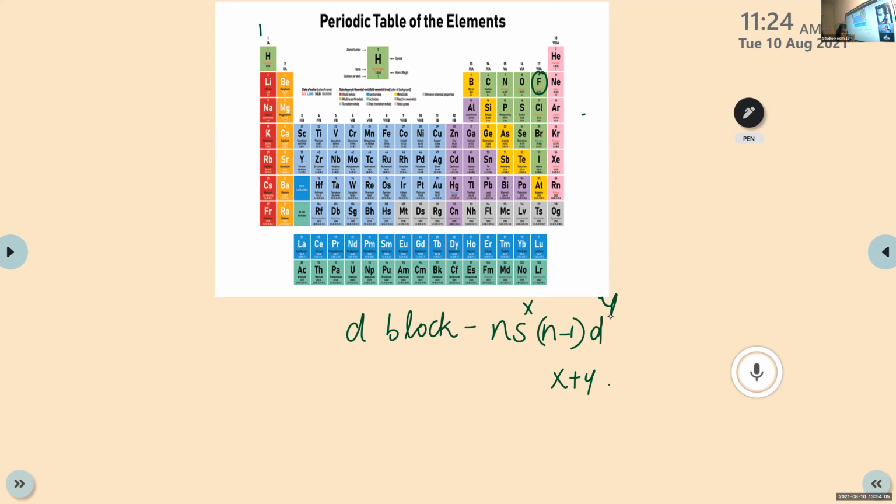We can just check the example with vanadium. Vanadium, its atomic number is 23.